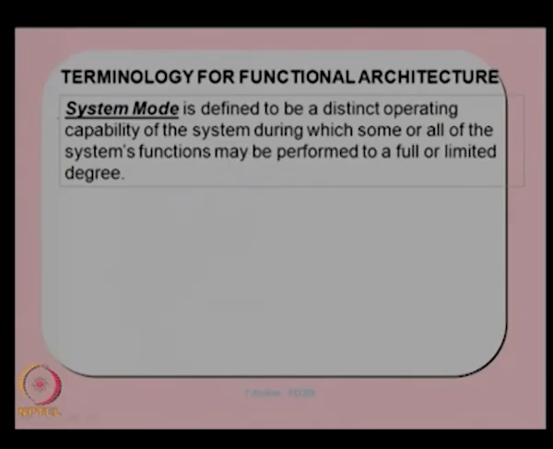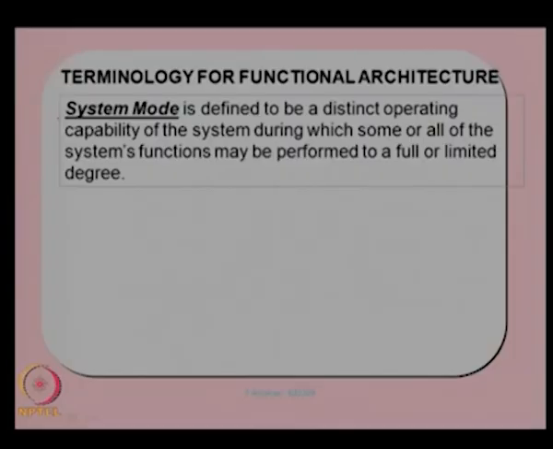So, we will discuss a few terminologies for functional architecture, because we are going to develop the functional blocks. So, we need to define some of the terminology we commonly use in the system. So, one is known as the system mode. A system mode is defined to be a distinct operating capability of the system during which some or all of the system's functions may be performed to a full or limited degree. So, that is the system mode. So, it is a distinct operating capability of the system.